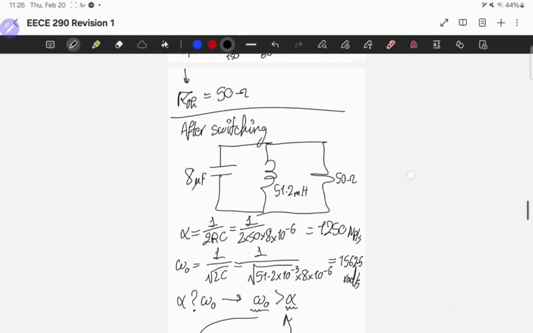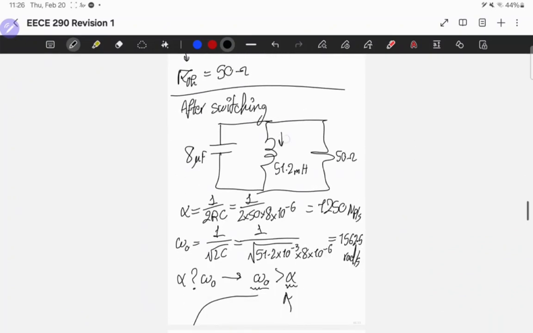So in here, IL at 0 minus is equal to 0. Okay. So maybe I can do a KCL in here, and I can call this V0 at 0 plus, because this is right at switching. So after switching, at time equals 0 plus, I can do a KCL.